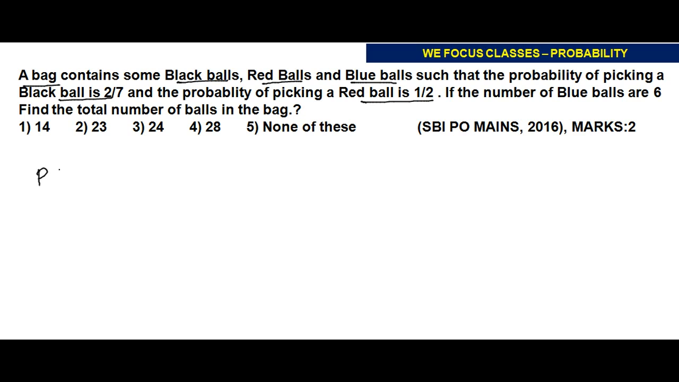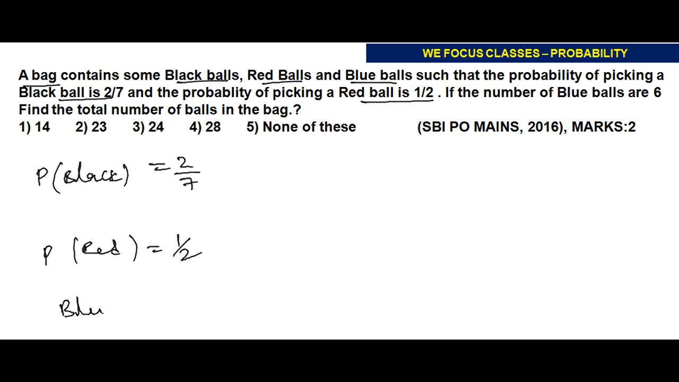So it's very clearly given. The probability of black balls is 2/7, and the probability of red balls is 1/2, and the total number of blue balls is given as 6. This is not the probability. So he's asking what is the total number of balls in the bag. You know that there is a quite different pattern for the marks allotted in the SBI exam, and this question was given 2 marks in the exam. How to do this problem?